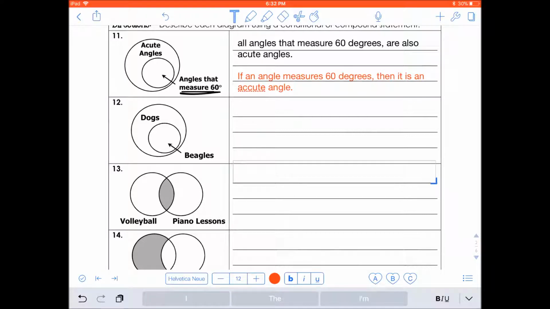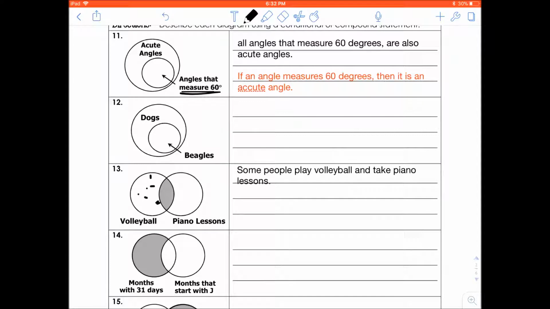But is it everybody does both? It's not. It's only some people. So all we can really say here is that, we'll go back to black for this. We can say some people play volleyball and take piano lessons.